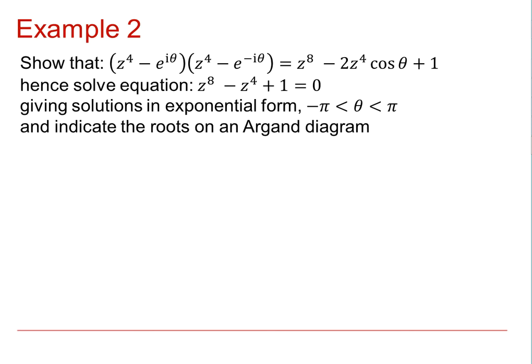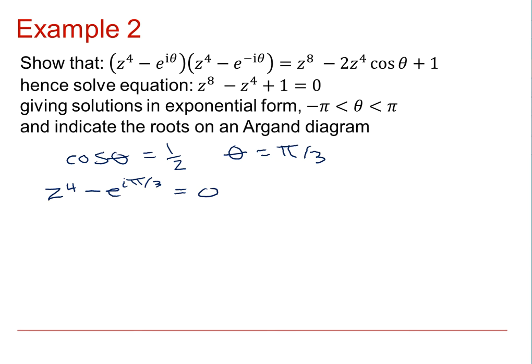We can use this result to solve the equation z to the 8 minus z to the 4 plus 1 equals 0, as we can see that they are the same equation if cos theta equals 1/2, which happens when theta equals pi by 3, which is within the range minus pi and pi. So, factorising using the previous part and solving z to the 4 minus e to the i pi by 3 equals 0, or z to the 4 minus e to the minus i pi by 3 equals 0.